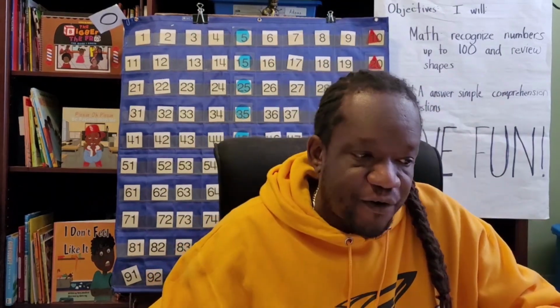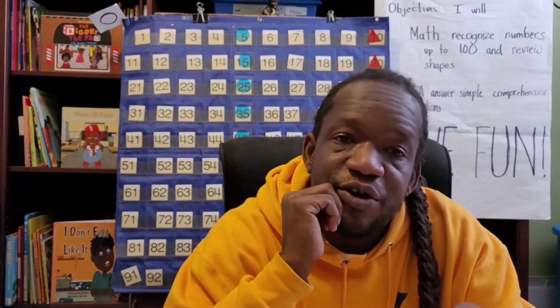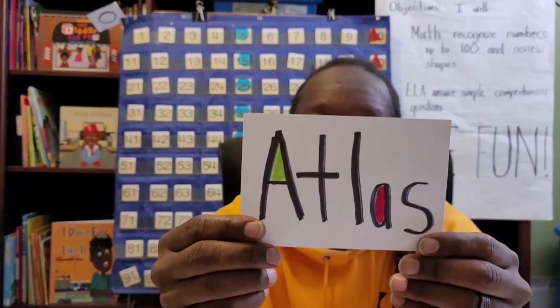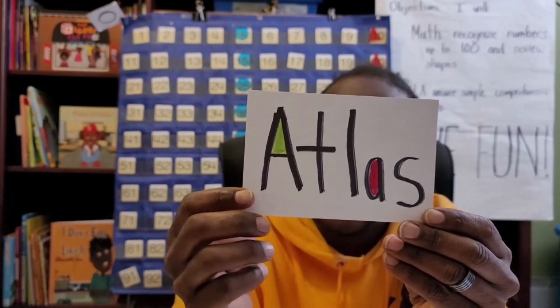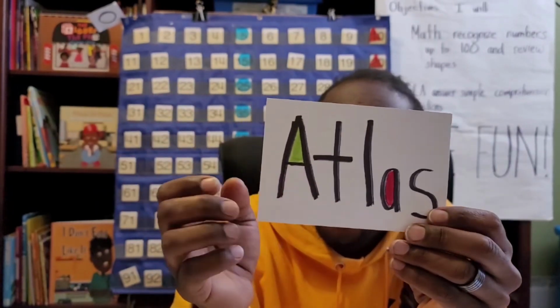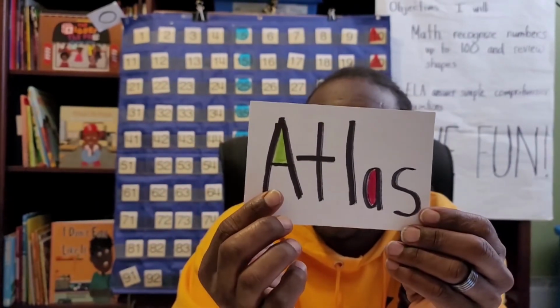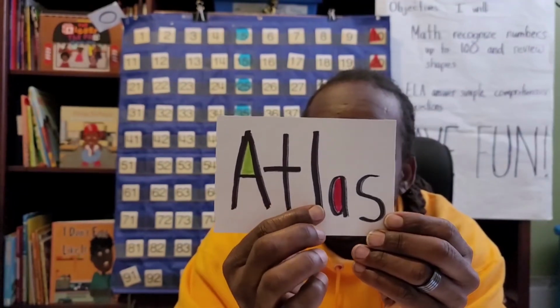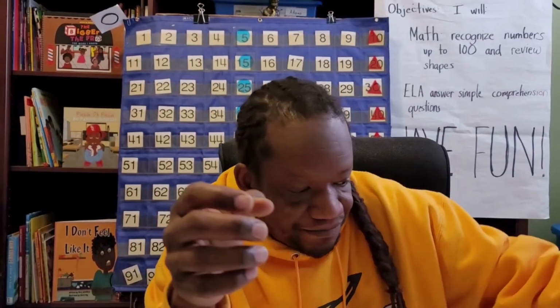Let's take a look at our friends' names and what you're going to do. We're going to say the name and then we're going to count the letters. Here we go. Whose name is this? Atlas. Hi, Atlas. I hope you got to watch today. Let's count her letters. 1, 2, 3, 4, 5.